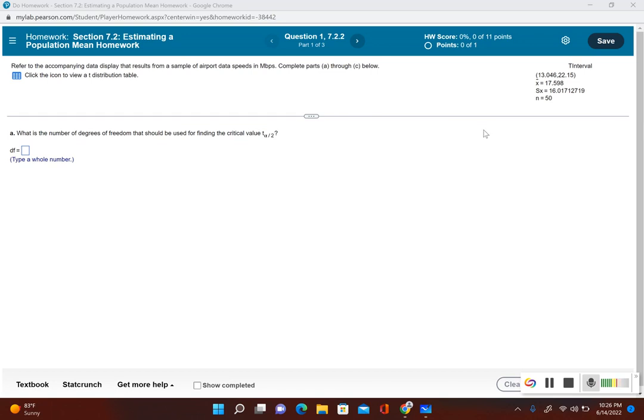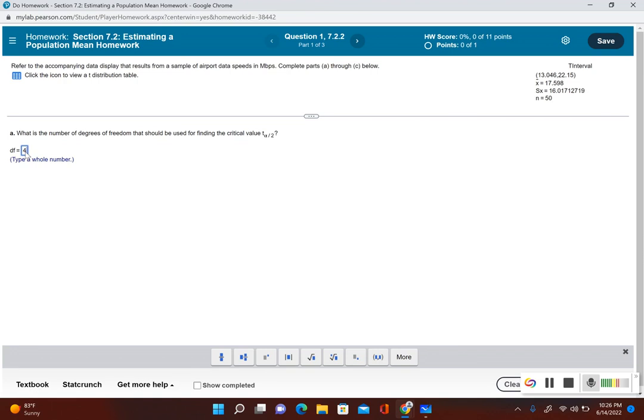Now, the degrees of freedom is the sample size minus one. So if I take a look at the upper right-hand corner, it gives me a little summary of what we have from our data. And it tells me n is equal to 50. So our sample size is 50, which means our degrees of freedom would be equal to 49. So it'd be 50 minus 1.